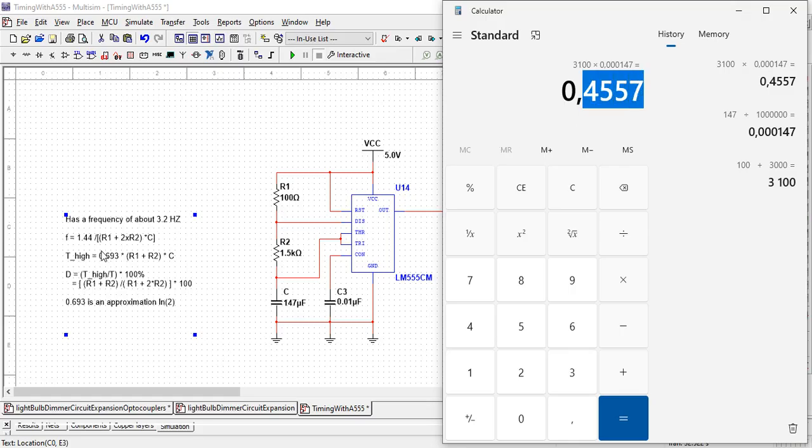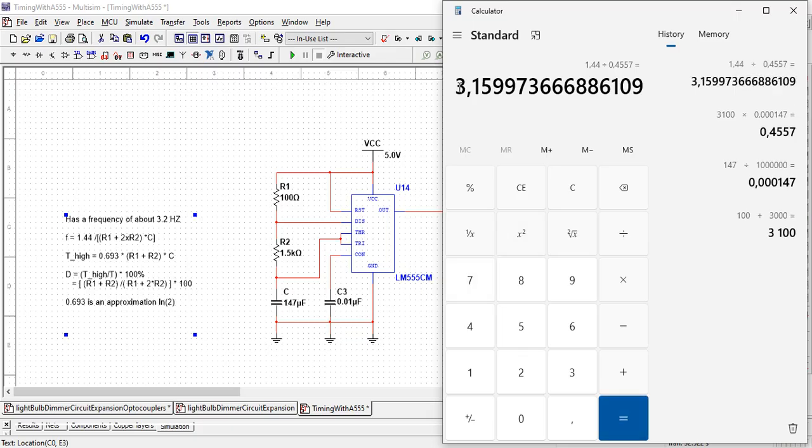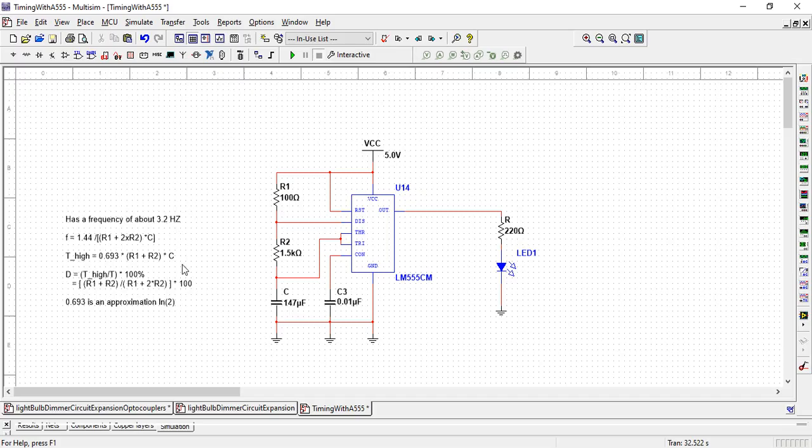0.457. Now that I got the denominator, I can just take this and go 1.44 and just divide it by this quantity here, 0.457. And what do I get? I get 3.159, or approximately 3.2 hertz. And of course here, this has 3.2 hertz. So certainly you can just mess around with these components here to get the frequency.